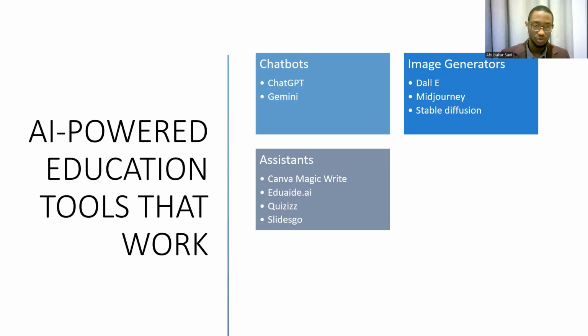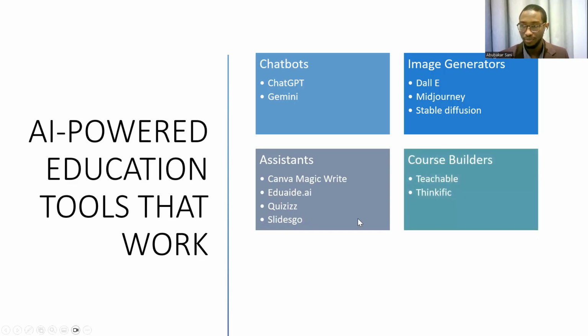Slides Go allows you to generate slides. You describe to this AI, I want to generate a slide about this, and then the AI will generate PowerPoint slides for you, with the contents and everything. So these are more like wrappers, but these are some of the assistants which you can find out there. We also have course builders.